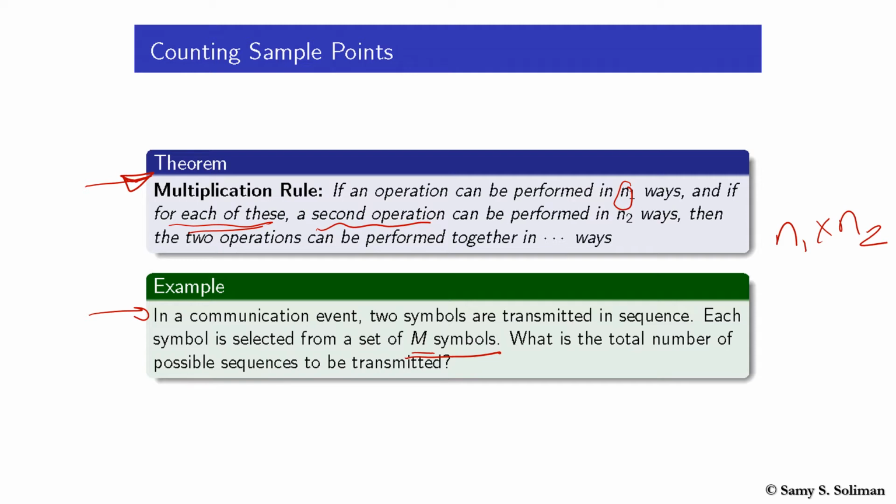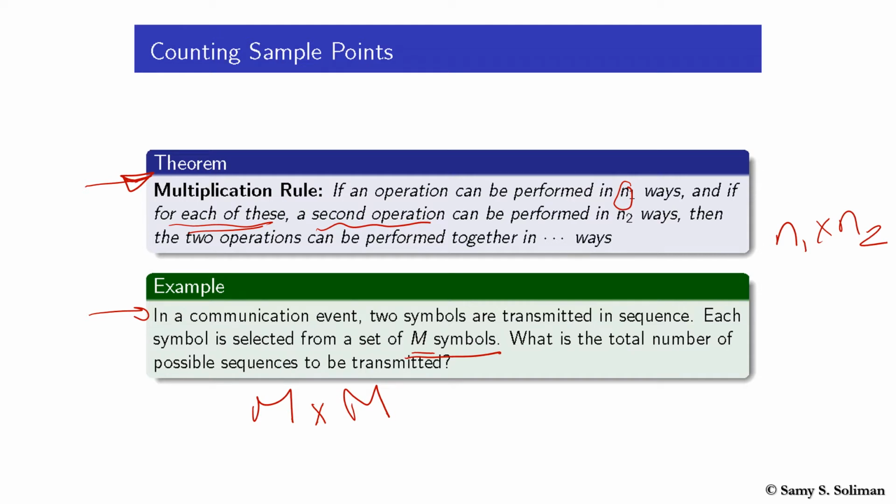So for transmitting the first symbol, we have m ways or m possibilities, and then for each of those m ways, the second symbol has one of m options. So for each of the first m possibilities, we have m possibilities for the second symbol, and hence the total number of possible sequences to be transmitted is m times m, or m squared.